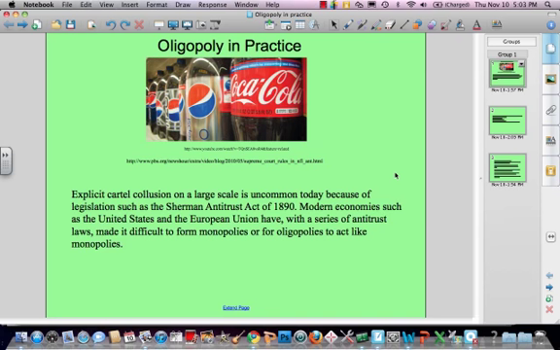First of all, let's remember that explicit cartel collusion is uncommon today, largely because of legislation and laws, things like the Sherman Antitrust Act of 1890. You don't need to know anything more about the Sherman Antitrust Act than this. Just know that that is what makes collusion hard to carry out in the U.S. Modern economies have this kind of stuff in place, and it makes it hard for oligopolies to act like monopolies, and makes it difficult for monopolies to form in the first place.